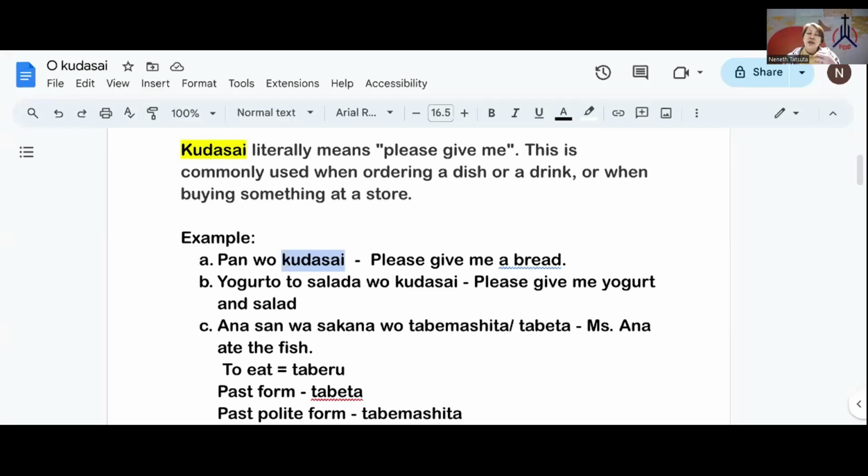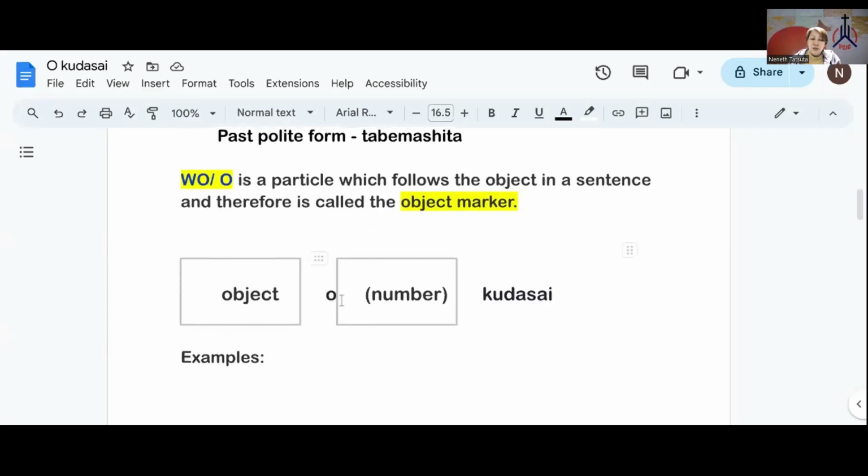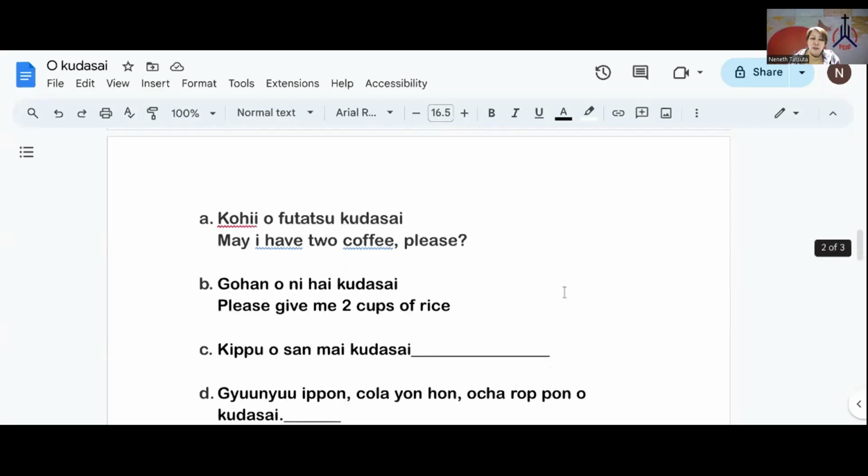When you say kudasai, it means please give me that, or I want that, or can I have that? That's the meaning of kudasai, and this is a polite way of saying please give me, or can I have that? Okay, so your pattern is the object, the o, and then the number, and then your kudasai.